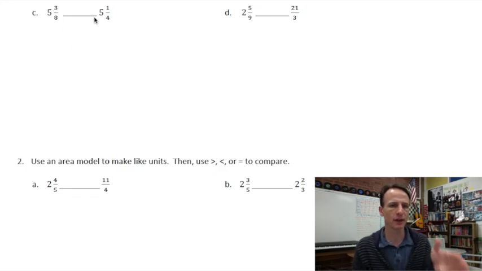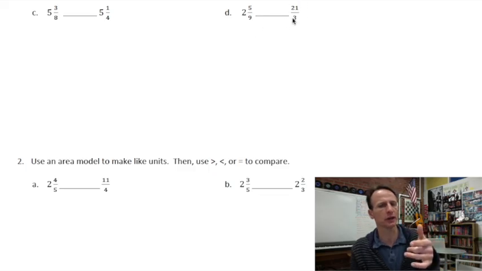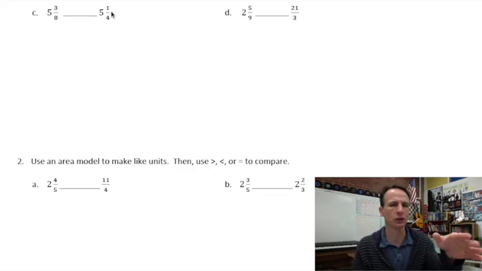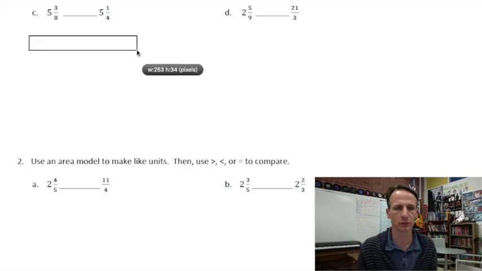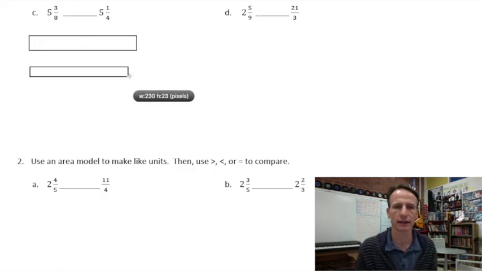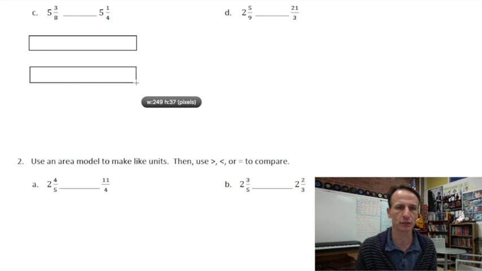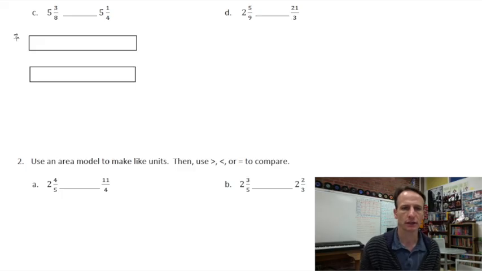So again, we have 5 and 5 for the whole number. So 5 and 5, we know we can just draw the fractions because the whole numbers are equal, so we don't really have to compare them. They're the same. And so I'll draw 2 rectangles of approximately same size and shape. This one will be 3/8. That's a 3 really. And this one will be 1/4.